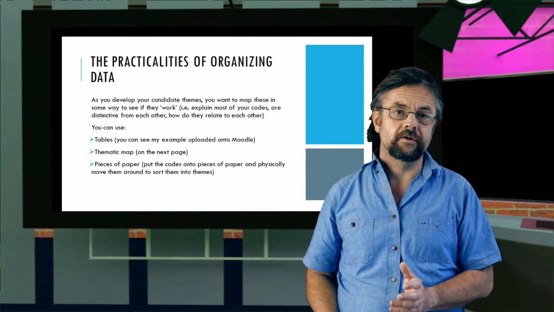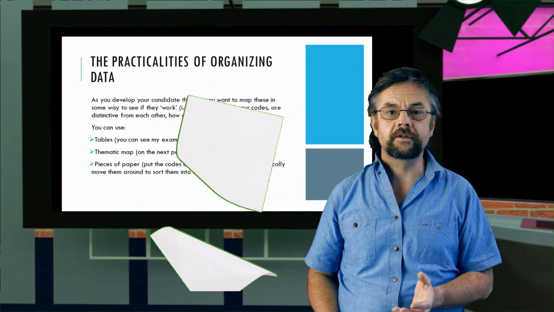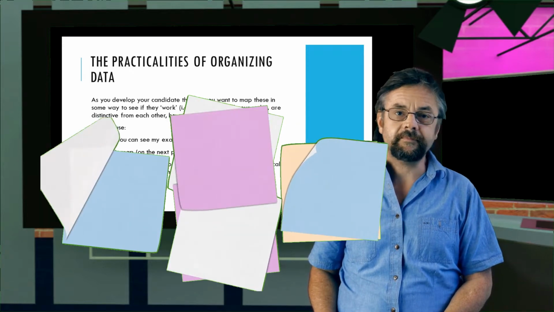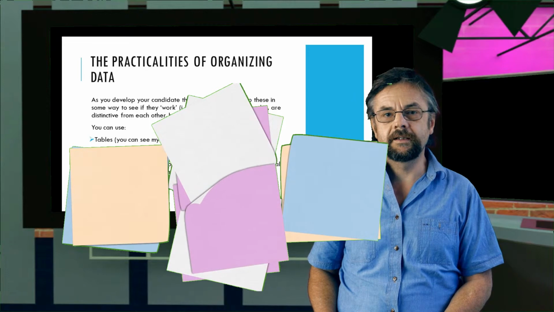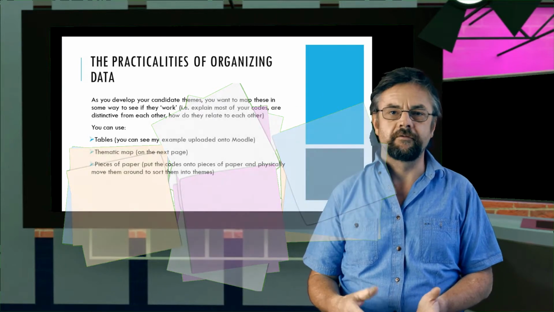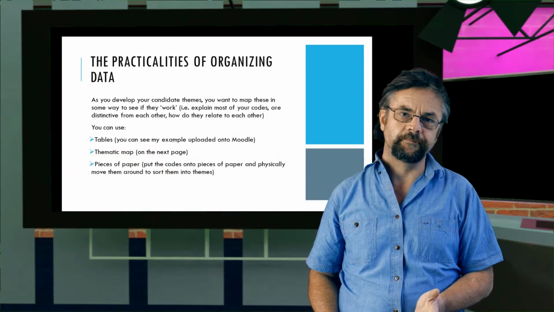And you can also just use pieces of paper or sticky notes. So, you know, you put your codes on these pieces of paper, move them around into clusters on a board. And this can be a good way of finding themes. It's all down to personal preference, really. Whatever works best for you.